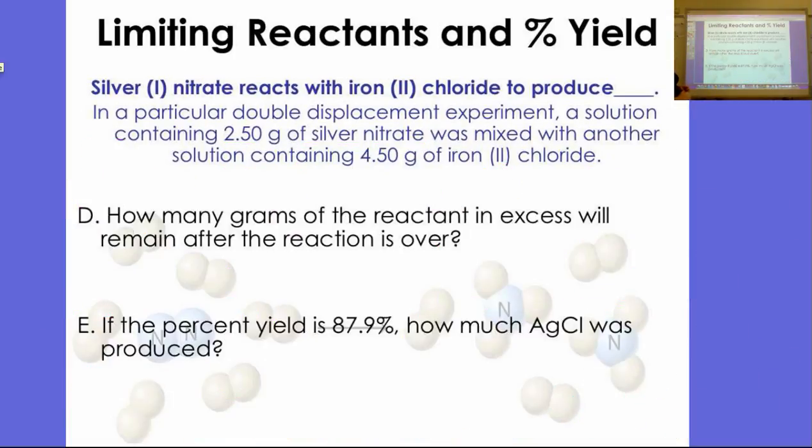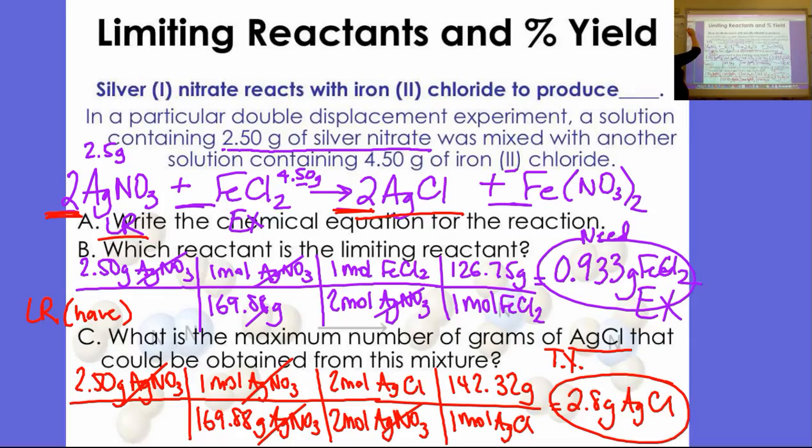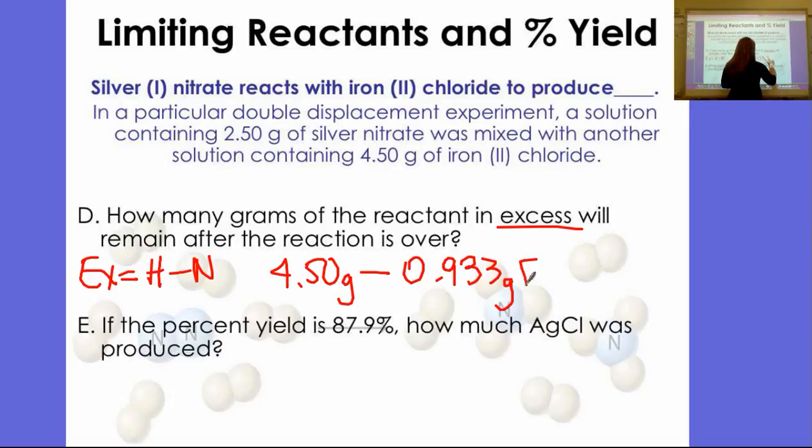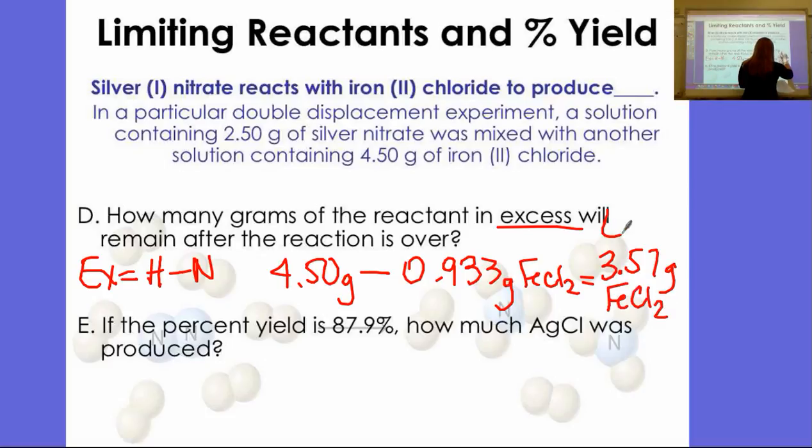Part D, how many grams of the reactant in excess? Again, excess equals how much I have minus how much I need. This time I did the right calculation because I figured out that iron chloride was my excess. It says I have 4.50 grams. Have is 4.50 grams minus, what did I need? 0.933 of FeCl2. So my excess FeCl2 is 3.57 grams in excess.